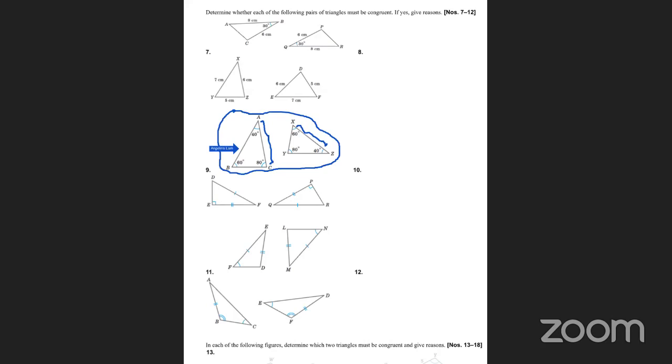Therefore, in this case, if I just have information about the angles, AAA, only the three angles, I cannot confirm that they are congruent. Therefore, AAA is not a reason for proving congruent triangles. Okay, anyone don't understand this part? Now, think about the case, this one is easy.